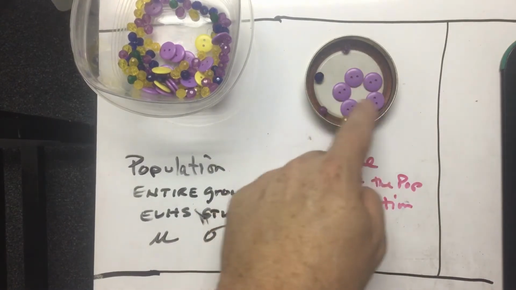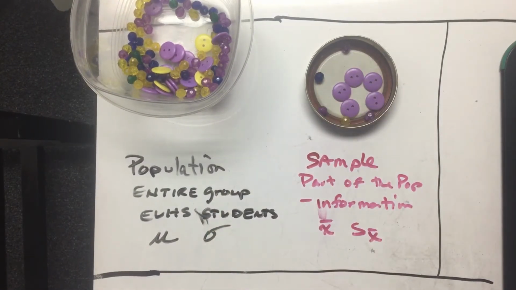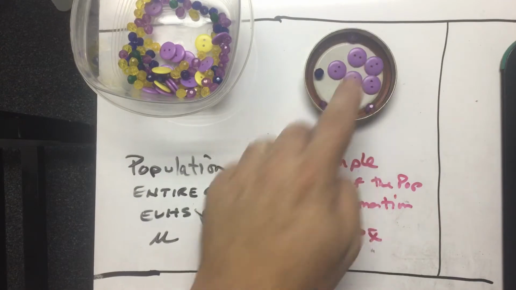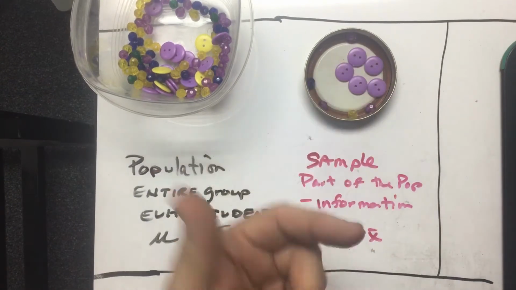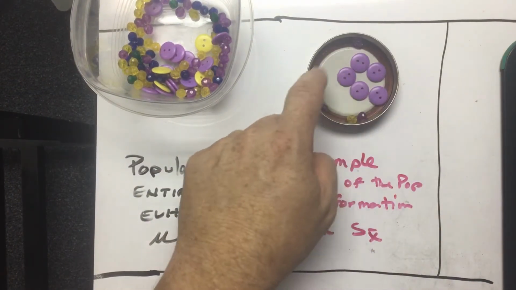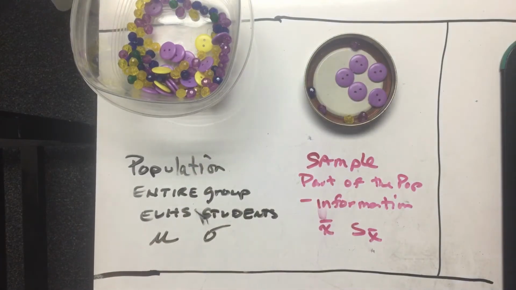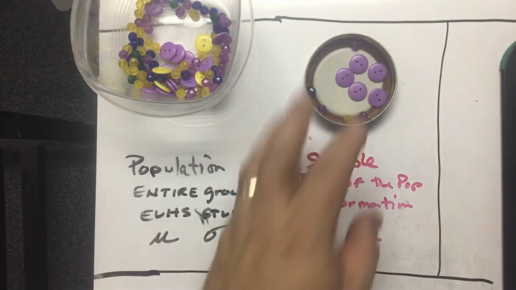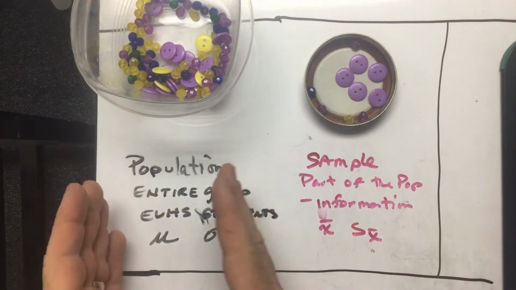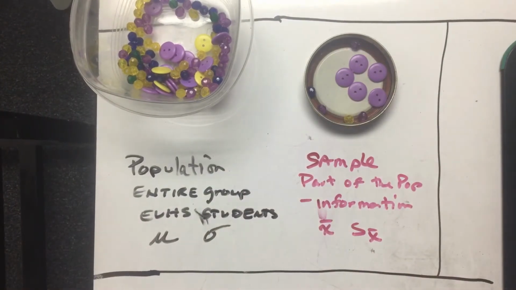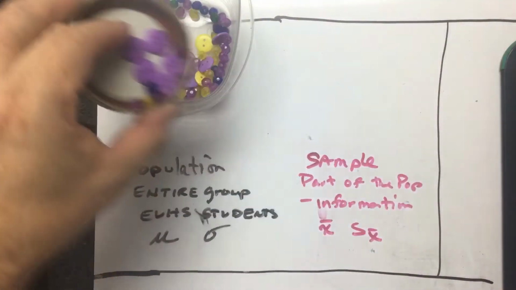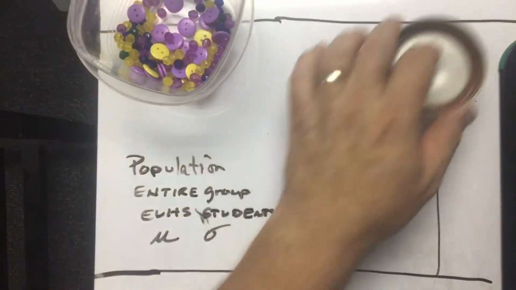So we could ask people their height. We could count how many males and females. So let's say the females are buttons and the males are the little beads. So now we've got 5 and 5. So we could take information from that. So the population versus the sample. Now, I'm going to dump these back in there so everybody goes back in.